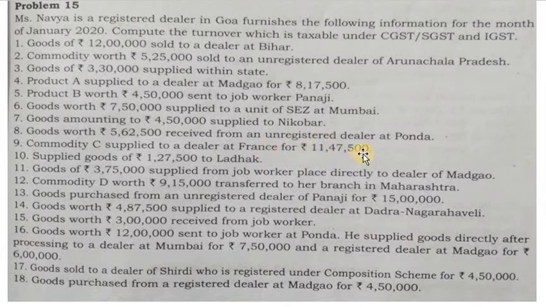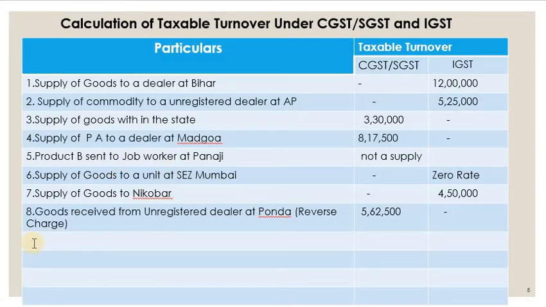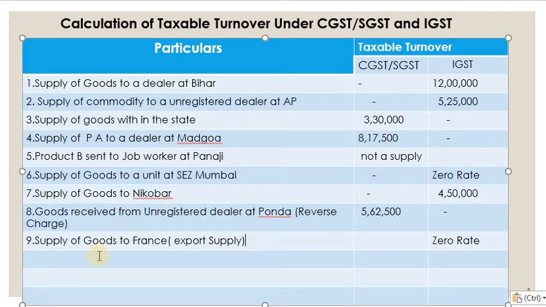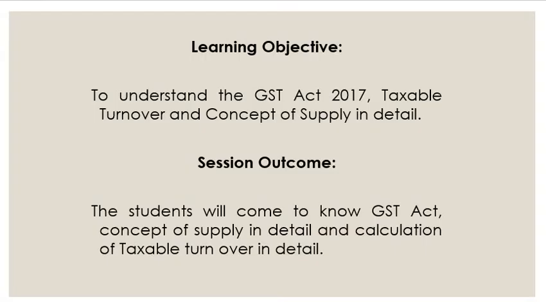So for all exports on GST, it is again zero rate. IGST will be charged, but at present it is zero rate. So again, we have to enter in the IGST column. Let's enter the transaction: supply of goods to France, export supply. So it is a zero rate. Here it is nil.